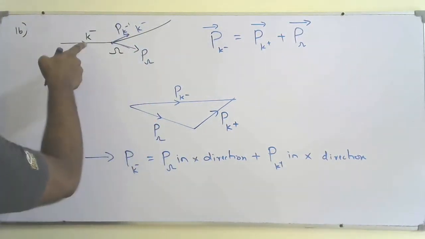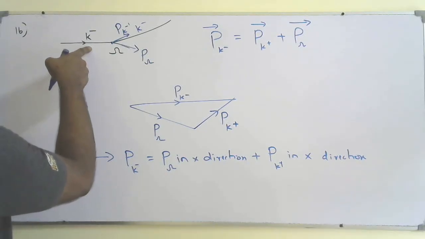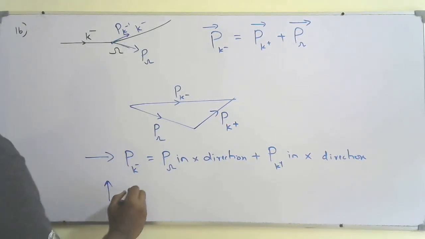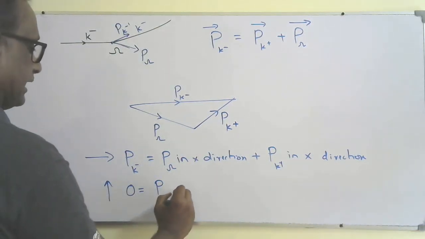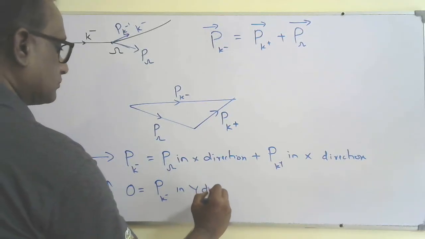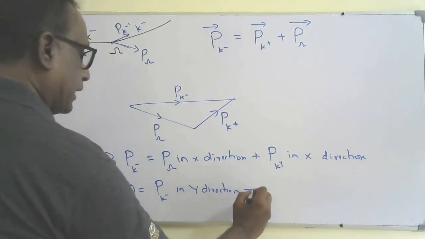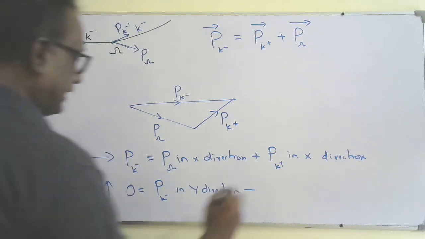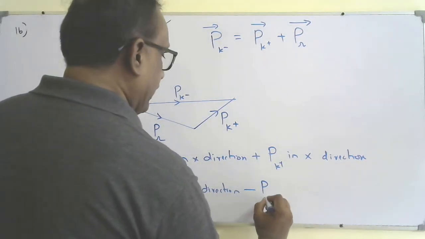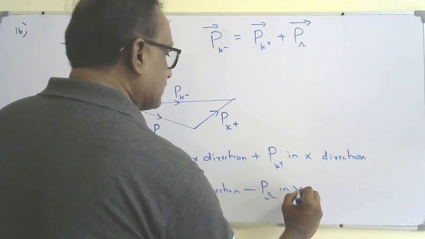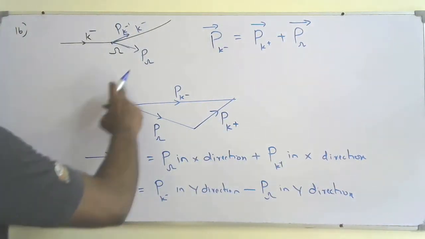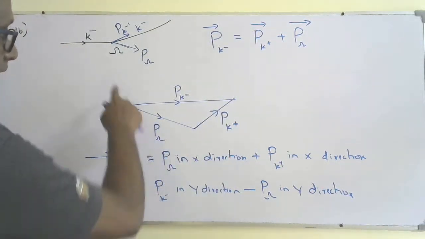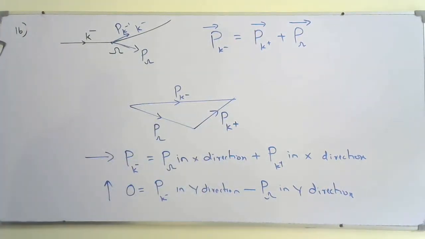Also, when you consider vertically, it has no vertical component initially. So vertically, 0 is equal to the upward momentum of K plus in the y direction, minus, because this component is downwards, the momentum of omega in the y direction. Either way, you can draw the vector triangle, or you can write this one. Anyway, both are accepted.